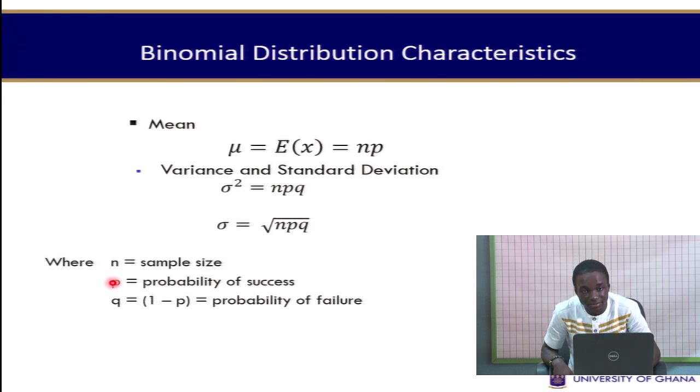So we have n being equal to the sample size, p being equal to the probability of success, and q being equal to the probability of failure. And our standard deviation, sigma, is equal to the square root of our variance, which in this case is the square root of npq.